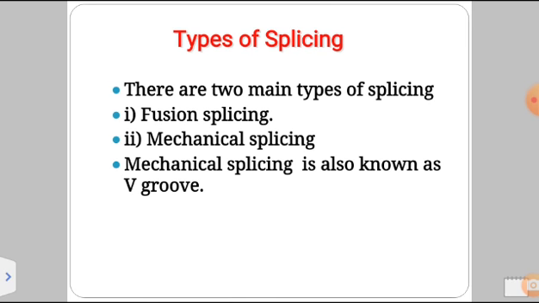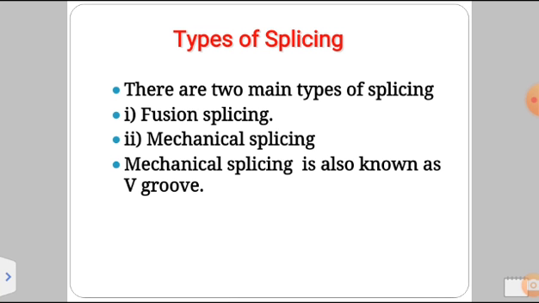Next, types of splicing. There are a variety of splicing, but two main types. The first is fusion splicing. Fusion is nothing but joining two fibers together, properly joining core to core and cladding to cladding. There must be proper alignment, and that is known as fusion splicing.